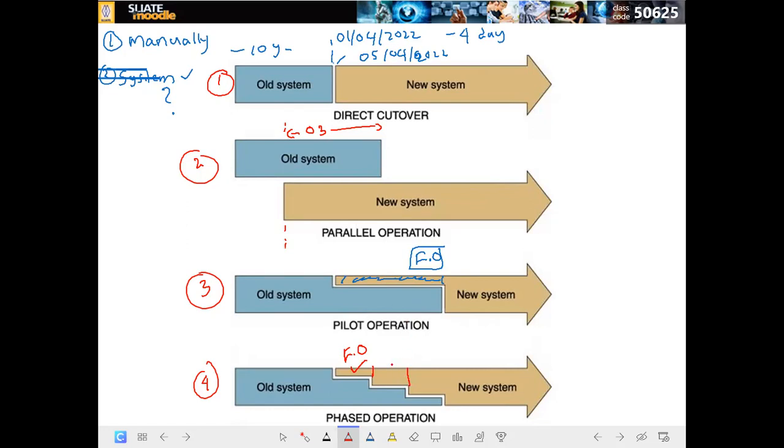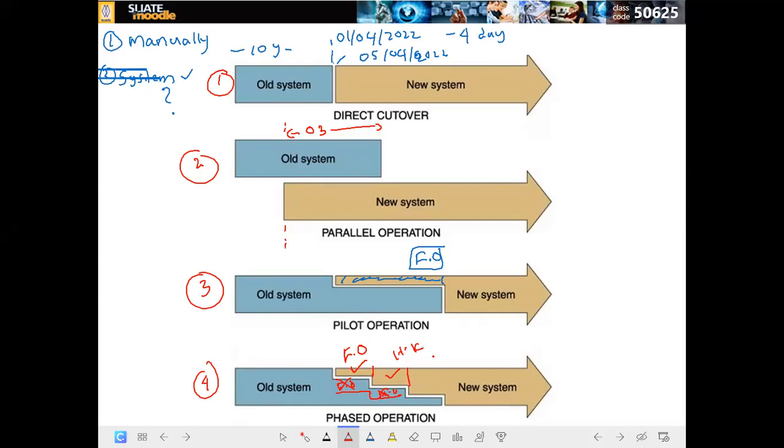For example, the housekeeping module. Then you check whether it's working correctly or not. Right, it's working correctly. Then now you don't need the housekeeping part of the previous system. Just as with the front office, the old one is removed. Right. Then you are going to add the other part also.